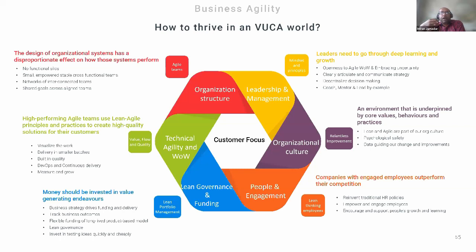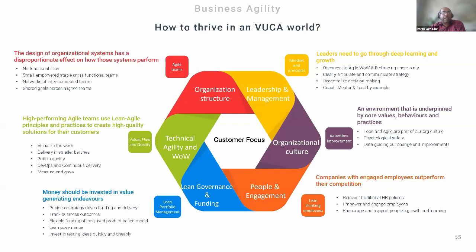Things like your traditional HR practices, how appraisals are done, rewarding your teams rather than individuals, empowering your employees at the right level for the right stuff to be done. Supporting the growth and learning of your employees. That doesn't necessarily mean only paying for certifications or something. There are various ways where you can enhance the learning and growth of employees in the organization.